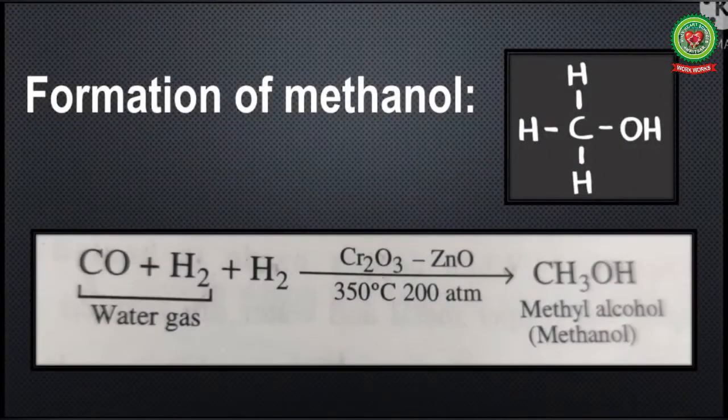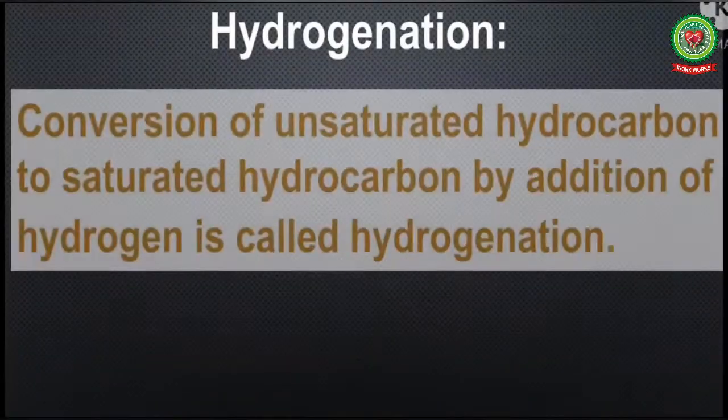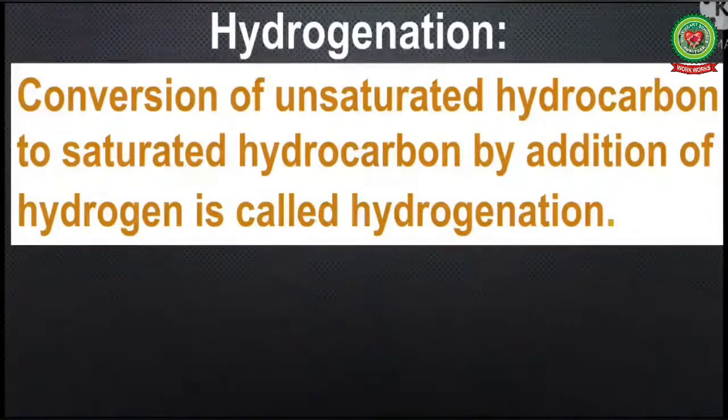Hydrogen gas, when passed over water gas at 350 degrees Celsius and a pressure of 200 atmosphere, gives methyl alcohol. Hydrogenation. The process of conversion of unsaturated hydrocarbon to saturated hydrocarbon by addition of hydrogen is called hydrogenation.